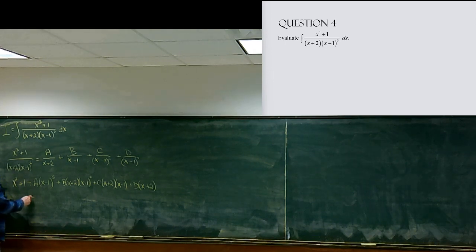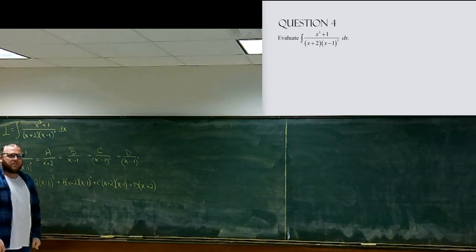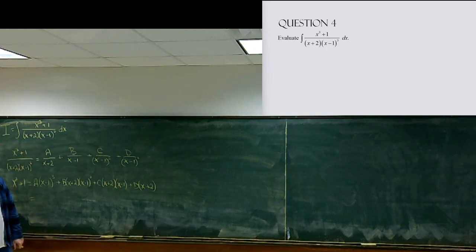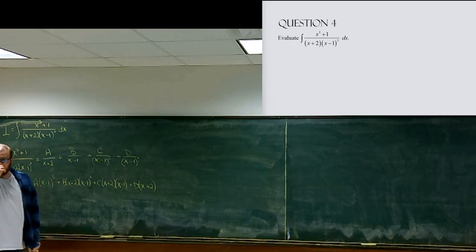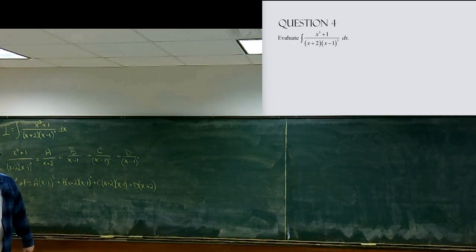So that means the first thing that we're going to have to do is expand out the x minus 1 cubed and the x minus 1 squared. Then we'll have to distribute x plus 2 through that, distribute x plus 2 through the x minus 1, and then we can easily collect like terms.